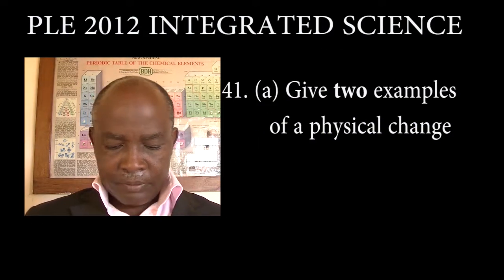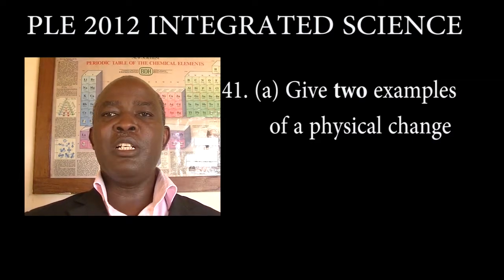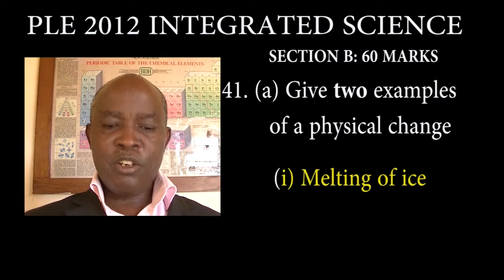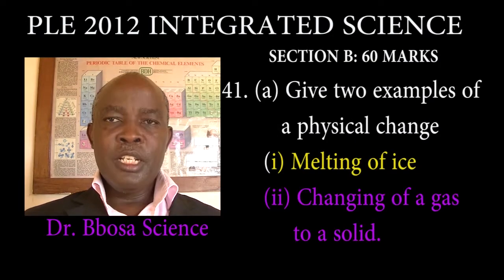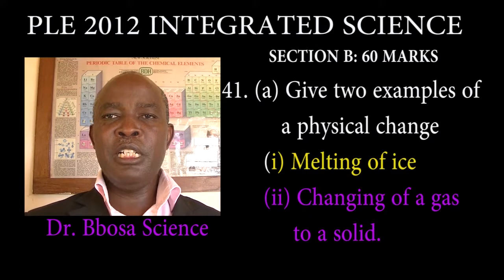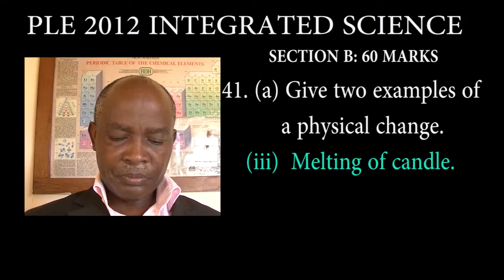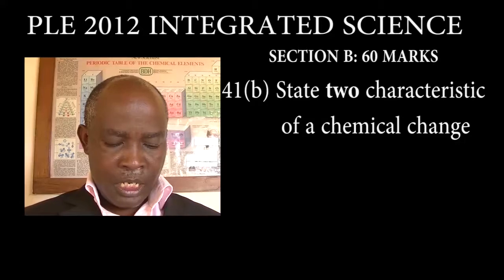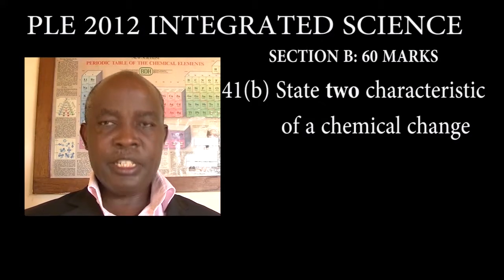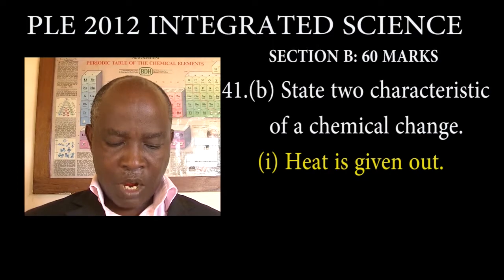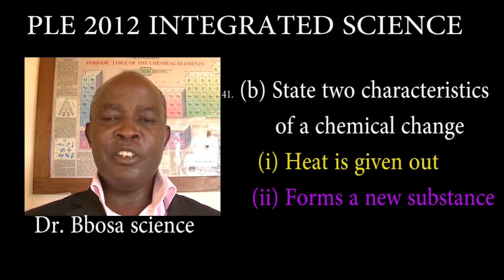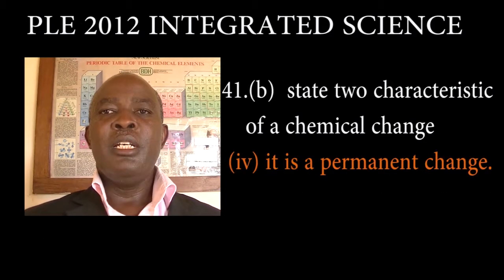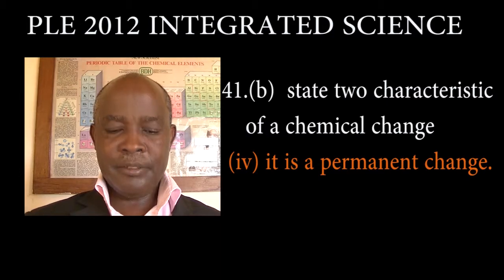Number 41. A. Give 2 examples of physical change. Melting of ice, changing of a gas to a solid, melting of candle, evaporation. B. State 2 characteristics of a chemical change. Heat is given out, forms a new substance, it is irreversible, it is a permanent change.